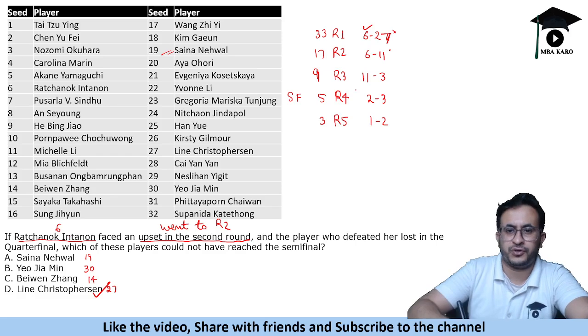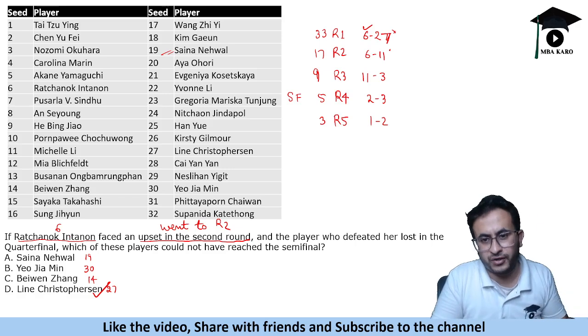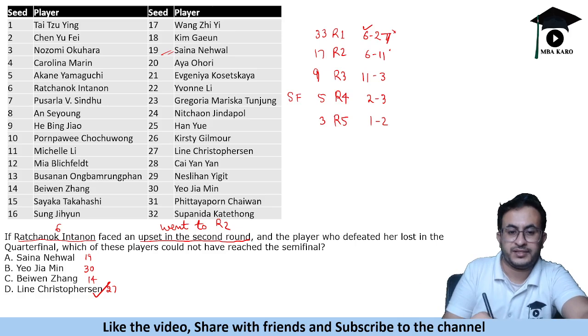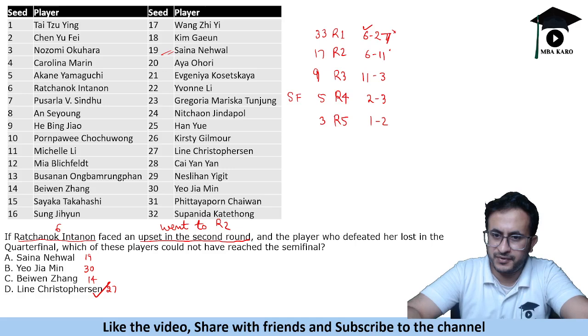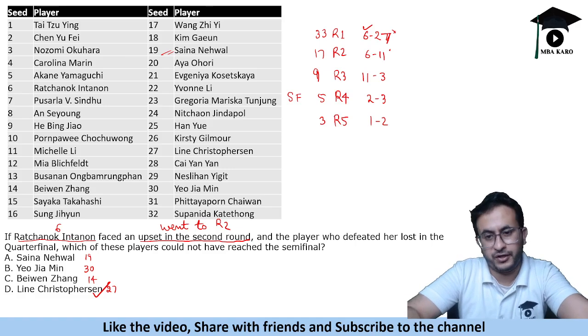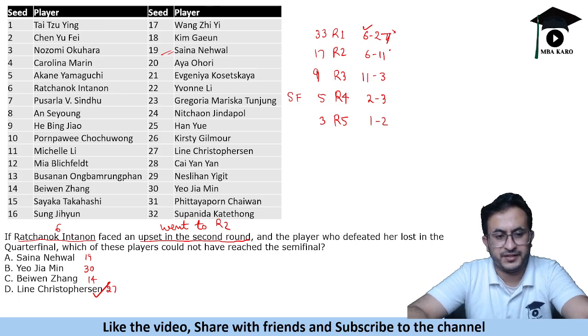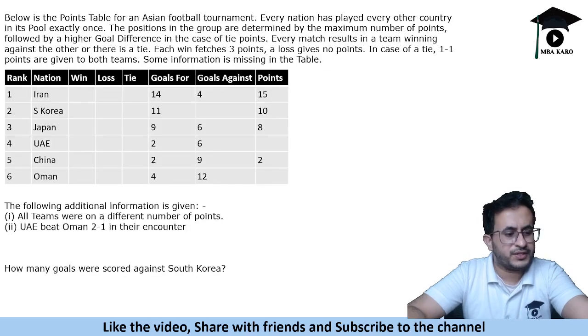You do not have to draw the entire trajectory. Just by putting in the options, you can see that 27 cannot move to the second round, because 27 is defeated in the first round itself. So it cannot move to the semi-final. Others can reach the semi-final. You do not have to prove how the others will reach the semi-final. We have to tell who cannot reach the semi-final. So it is clear that this player number 27, Line Christophersen, could not reach the semi-final. Alright, so that was the first set.